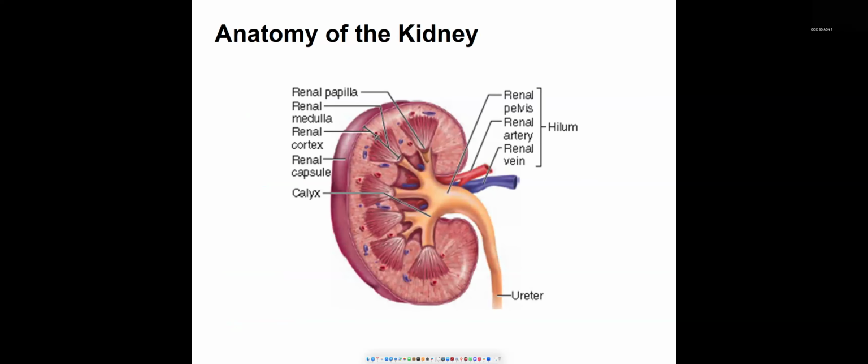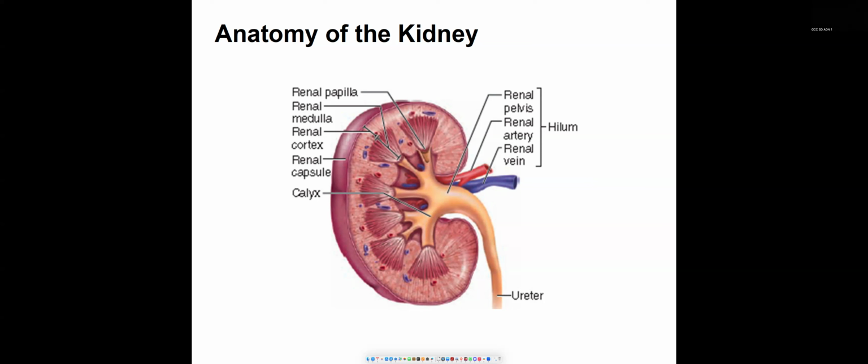Now let's focus on the anatomy of the kidneys. The kidney is a bean-shaped organ located on either side of the vertebral column in the upper abdominal cavity. Their position allows them to filter blood efficiently and produce urine. There are three primary regions of the kidneys. You have the cortex, the medulla, and the pelvis.